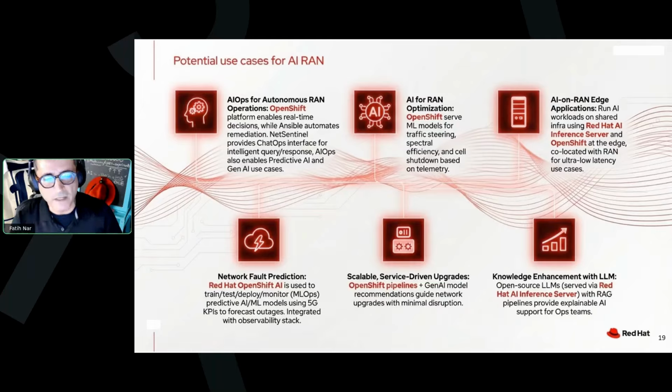All right. Potential use cases for AI RAN. There could be many use cases for AI RAN, for using AI for RAN or running AI on top of RAN or next to the RAN. One of the critical things that we are chasing here is autonomous networks, autonomous radio access network operations. This is where we offer OpenShift capabilities, enriched with vLLM, enriched with our feature store for data engineering. This is one of the critical factors.